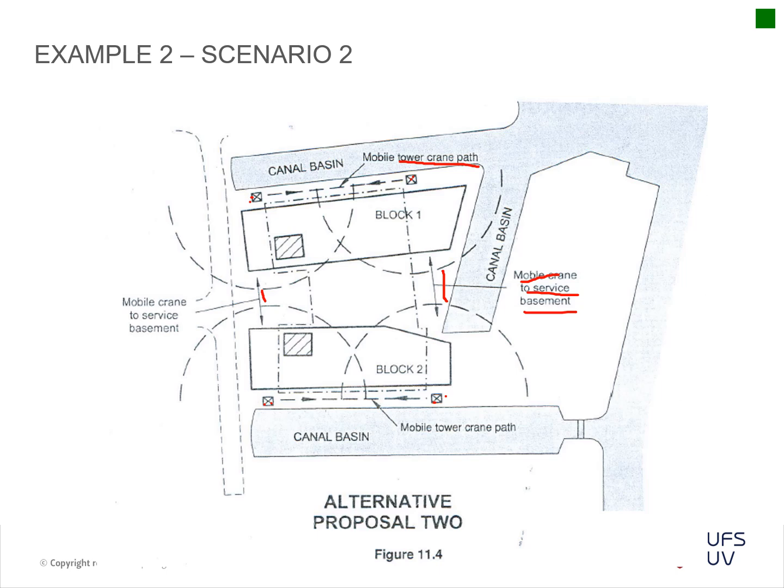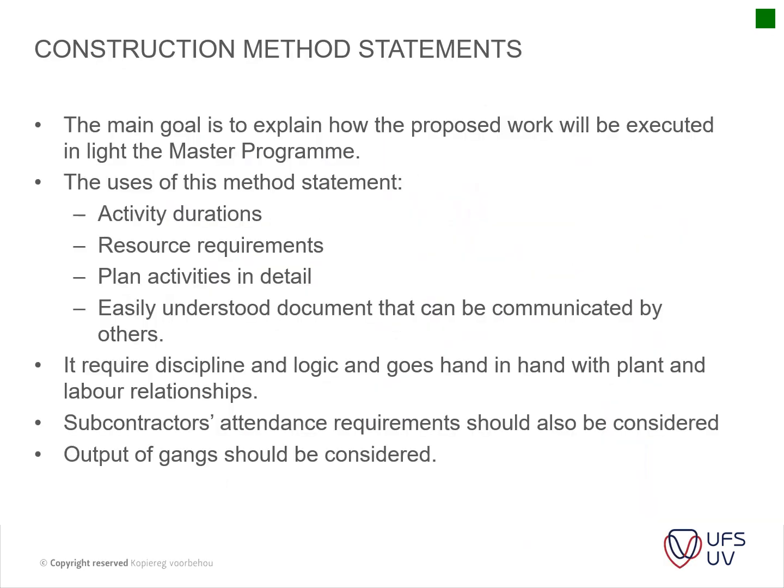Okay, so you will see up to this point it's fairly cryptic. It just says this is more or less what we're going to look at or not. Okay, so you guys understand that type of method statement. Okay, now we get to construction method statements. The main goal is to explain how the proposed work will be executed in light of the master program. The uses of this method statement are activity durations, resource requirements, plan activity details, and easily understood documents that can be communicated to others. If required, discipline and logic go hand in hand with plant and labor relationships.